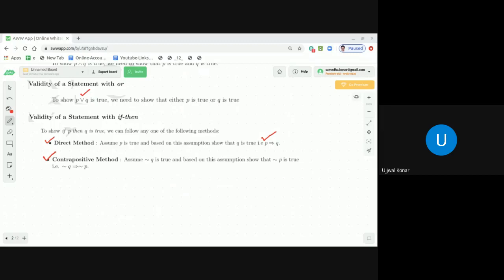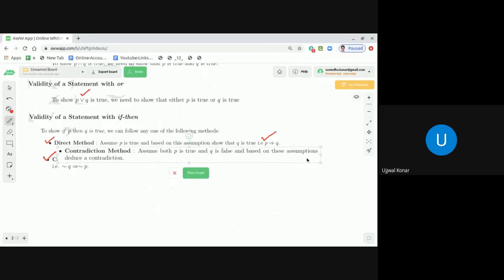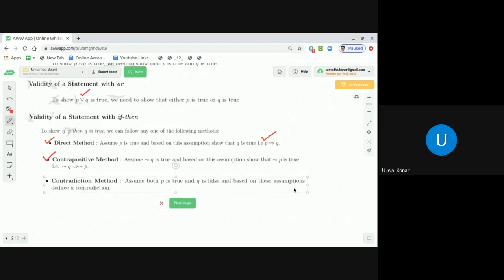What is a contradiction method? Let me first place the statement in front of you. After that, I will explain. The contradiction method says: assume that both P is true and Q is false, and then, based on that assumption, deduce a contradiction. That means deduce something which is not valid, which is absurd, of no meaning. That is what is called a contradiction.